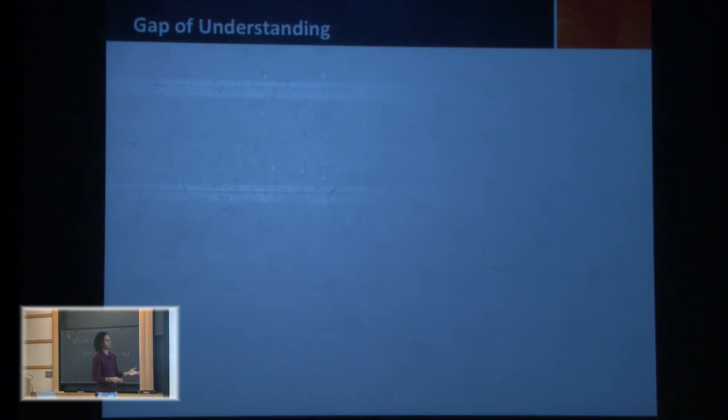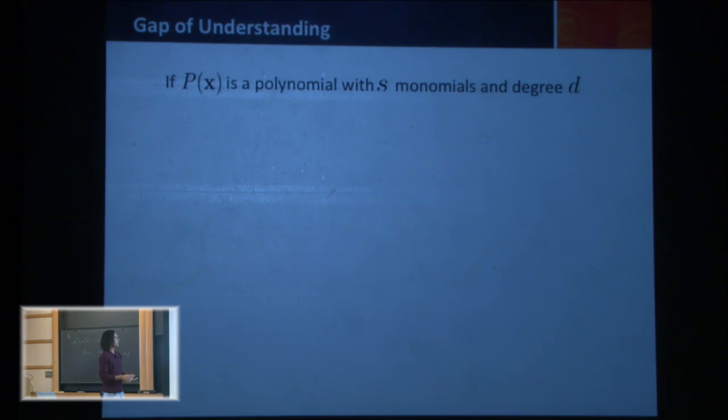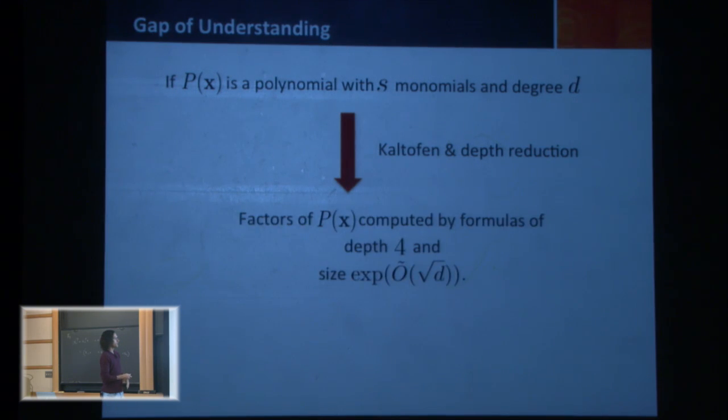Now, let's just look at the gap in understanding when we say that the depth is constant, okay? So if P of x, let's say, is a polynomial with s monomials and degree d, so we're in the sparse setting, this polynomial can be computed by a depth 2 circuit, right? So if I apply just Kaltofen and standard depth reduction, then the factors of P of x can be computed by formulas of depth 4 and size exponential in the square root of the degree. So you notice that even if I give you a sparse polynomial that has a depth 2 circuit, then if I allow you to blow up to depth 4 or even 6, my blow up will be sub-exponential.